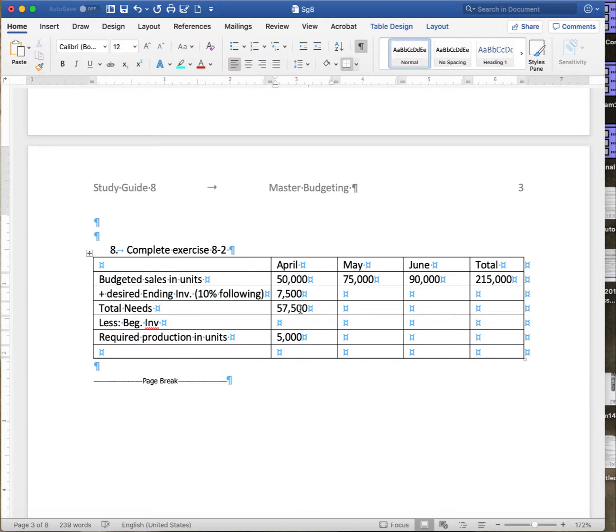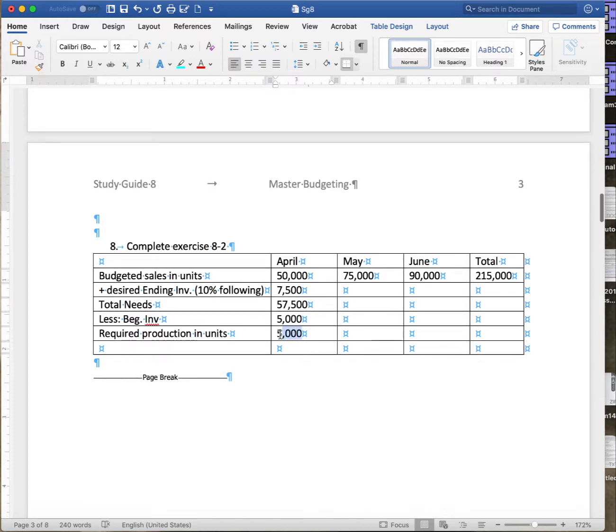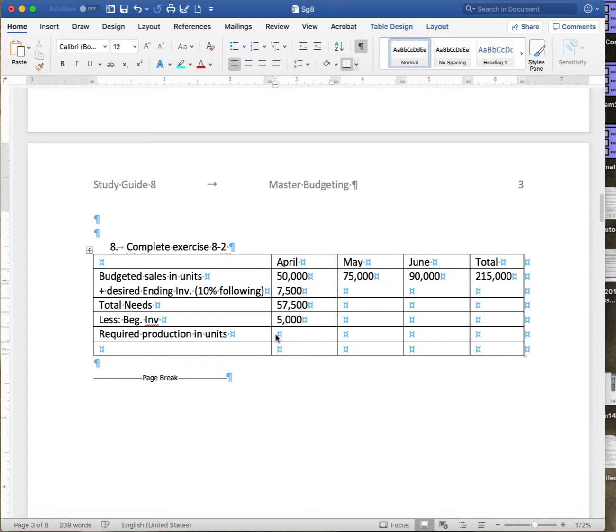I then subtract my beginning inventory, which is 5,000. I put that in the wrong spot. Sorry about that. Okay, so now I have my total needs. I need to get rid of the beginning inventory because I already have those finished goods. I don't need to produce them. They were already produced in March. The required production for this month is 52,500.